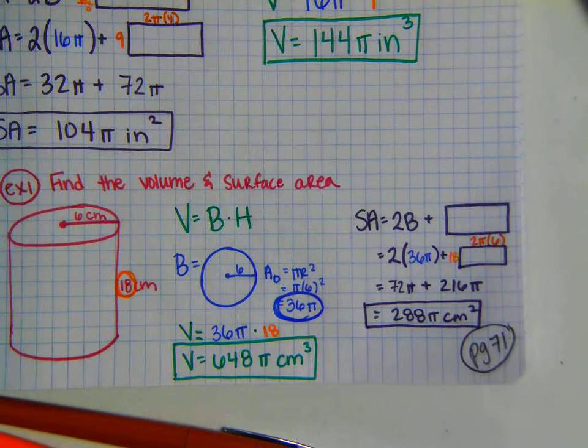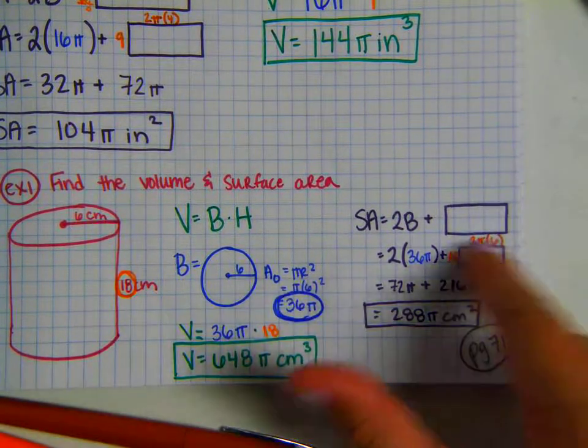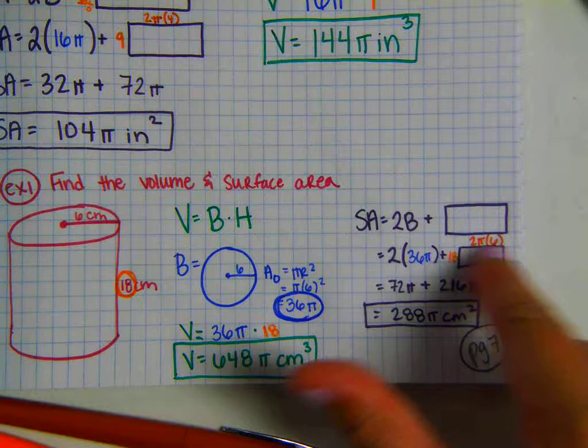Okay. So you'll be doing a lot more examples like this, but just have the idea. The most important thing is that the area of the base is pi r squared. And when you unravel it, you're going to get your 2 pi r right there.